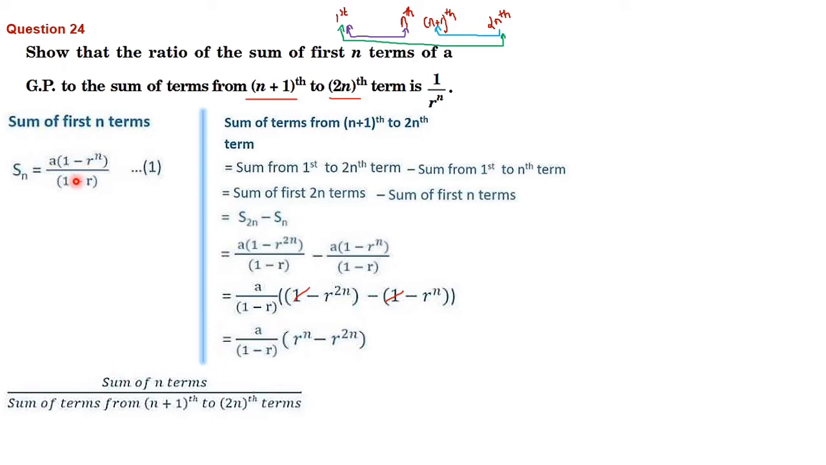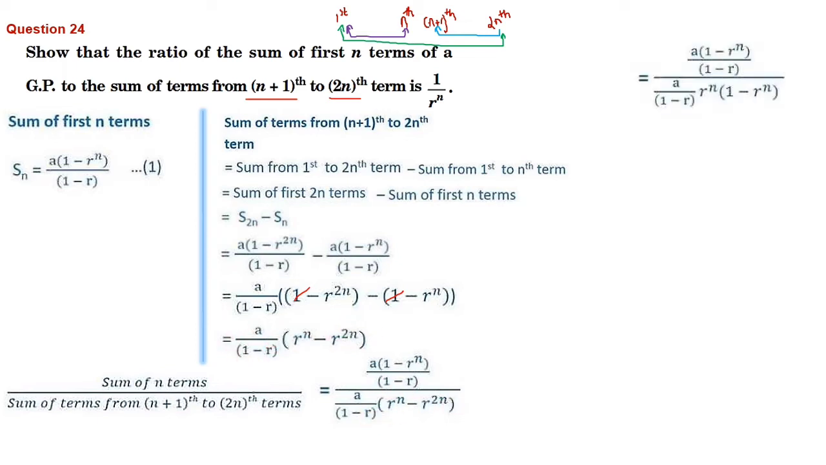Sum of n terms means this one: a into 1 minus r power n by 1 minus r. In the denominator, a by 1 minus r into r power n minus r power 2n. Here also a by 1 minus r is there, and I am also taking r power n common. Taking r power n out, 1 is balance here. Here r power 2n means r power n into r power n, because powers we add, n plus n is 2n. One r power n is outside, so one more r power n is inside.